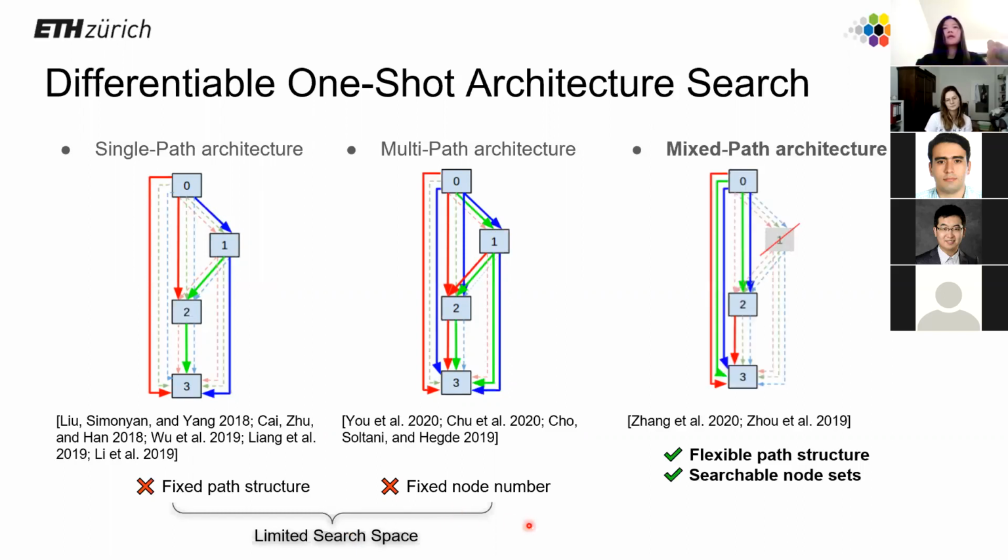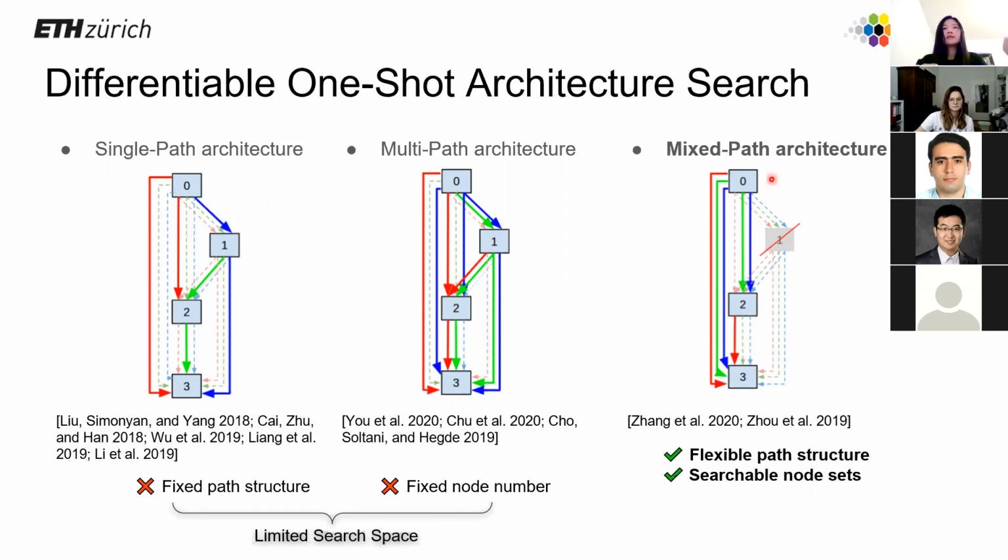When we are implementing neural architecture search, what we want is to remove as much human intervention as possible. So here we want to relax the constraints on the path structure and relax the constraints on the node numbers.